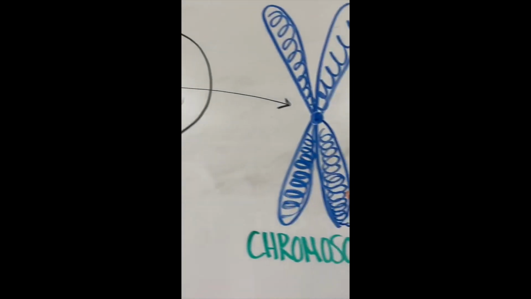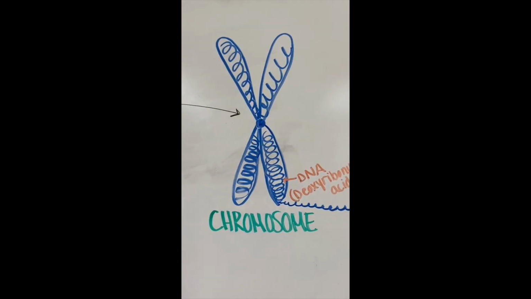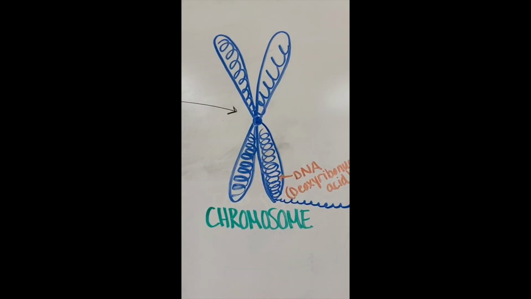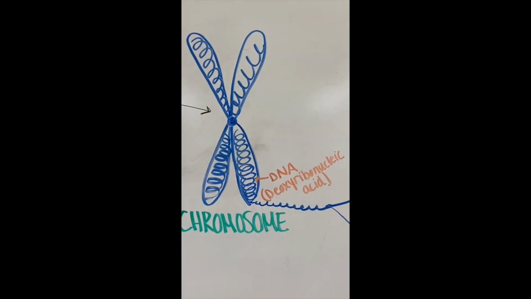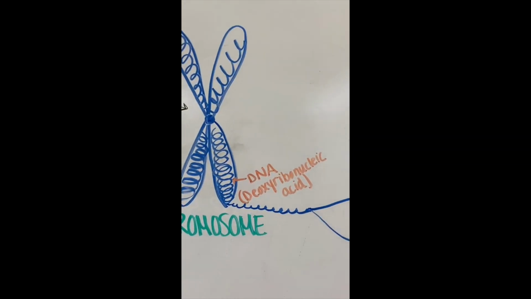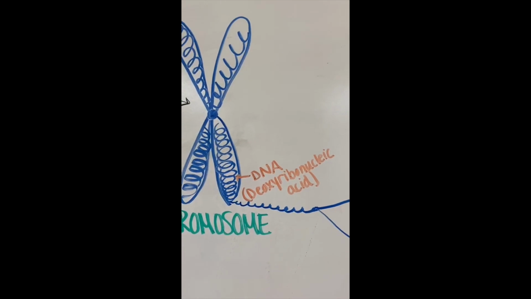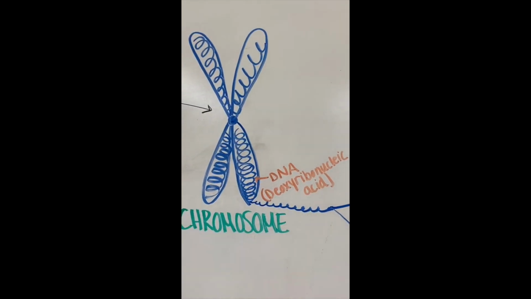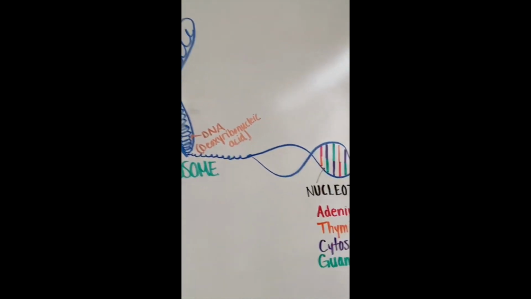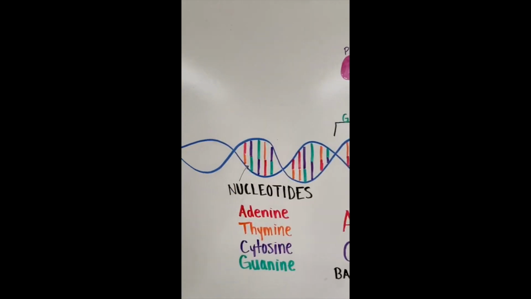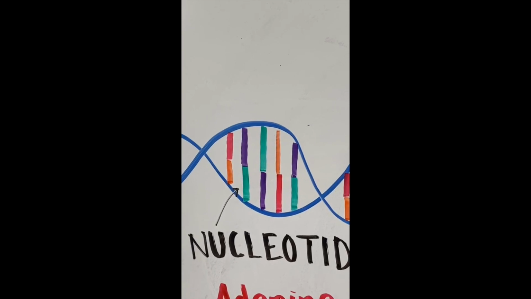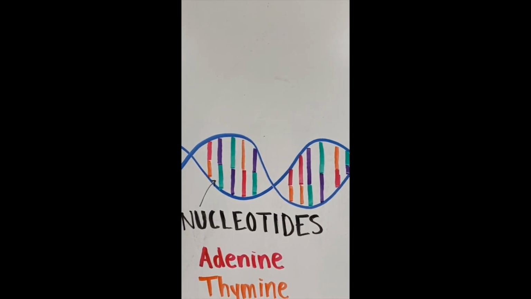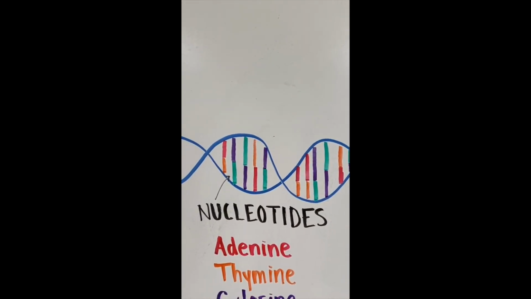If we zoom in on that chromosome, take a better look, again, it's got that X shape, and it is made up of tightly coiled or wound up DNA, or if you're feeling a little fancy, you can call it deoxyribonucleic acid. Oof. So again, zooming in, what does that DNA look like? Remember, it's got that specific shape called a double helix, where it's like a ladder all twisted up.